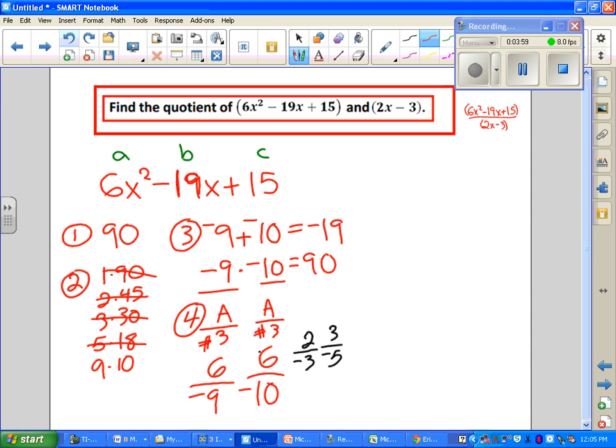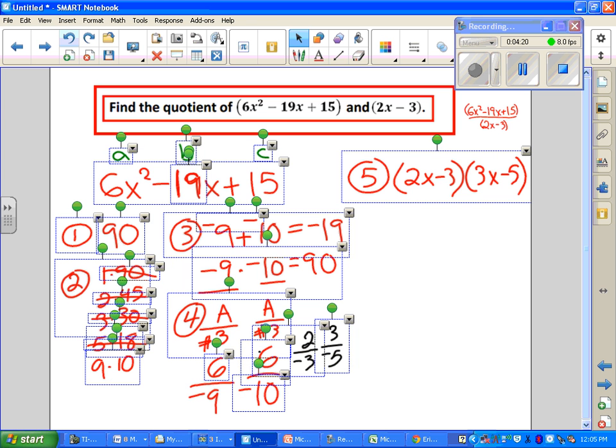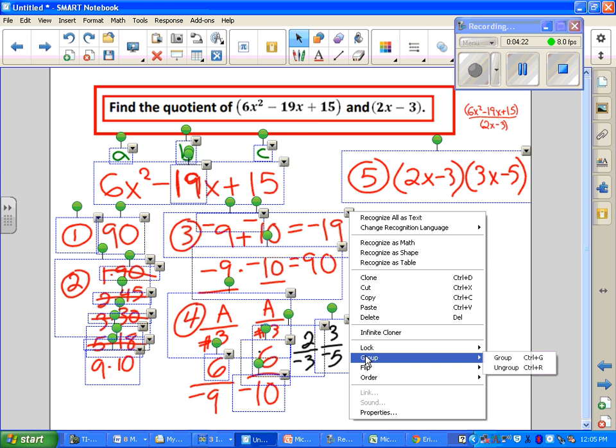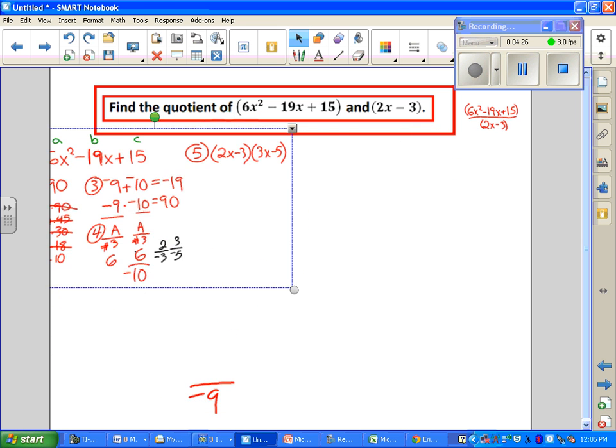Step number 5, and I'm almost done now, are my binomials: 2x minus 3 and 3x minus 5. I've almost finished the entire thing. The last step: once you factor, then you divide. I'm going to make these numbers smaller so I can work out the rest of this problem, but if you need to back it up, I'll keep them over here.